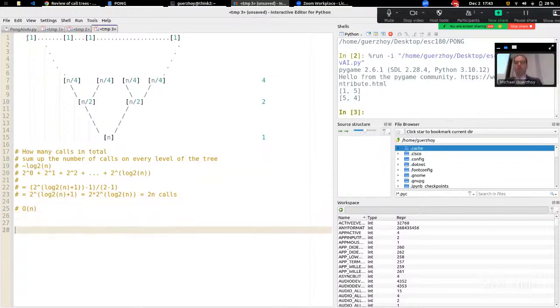So this is just the geometric series, right? r to the 0 plus r to the 1 plus r to the 2 plus up to r to the k is equal to r to the k plus 1 minus 1 divided by r minus 1. This is called the geometric series. Make sense? Okay.